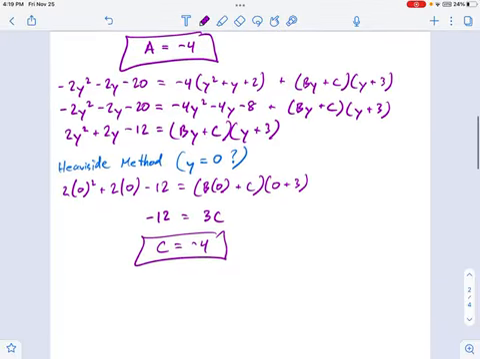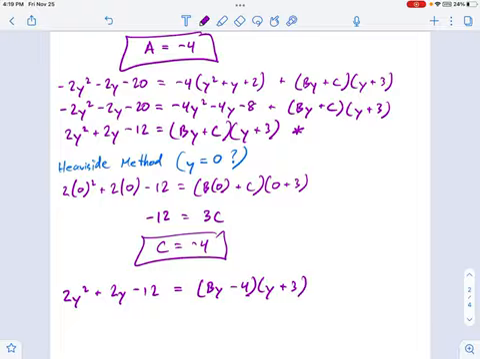So let's go ahead and plug c back into that original equation we had. I'm going to pick this guy right here, from before I did the Heaviside stuff. We're going to get 2y squared plus 2y minus 12 equals by minus 4 now times y plus 3. And let's go ahead and FOIL this out, or do the multiplicative distribution. This is going to be by squared, and let's see, plus 3by minus 4y minus 12.